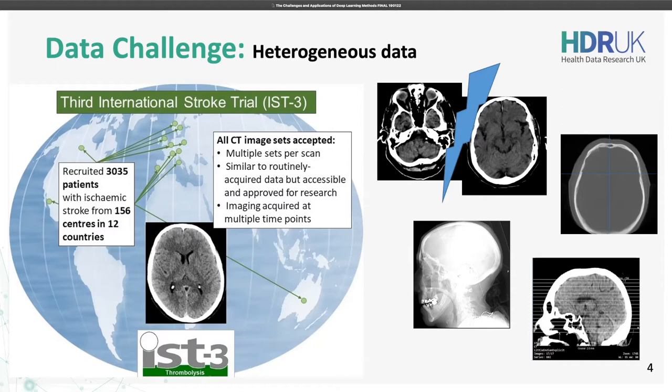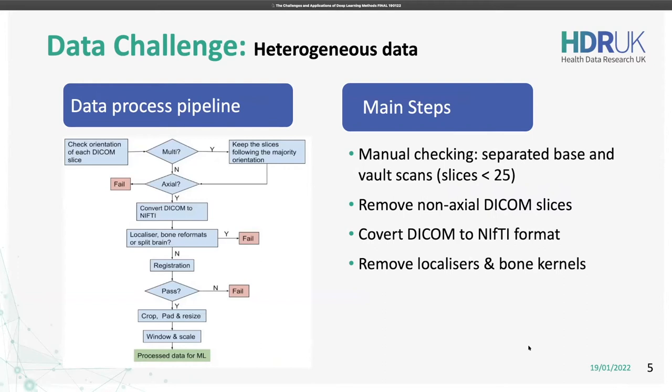So I'm now going to hand over to Wenwen Li, who's going to talk you through, first of all, the pipeline that we developed to handle this imaging heterogeneity. Next slide. Okay, so as Grant has mentioned, we have so many varieties of the data, heterogeneous data. So I built up the pipeline to deal with this kind of thing. So there are a few main steps.